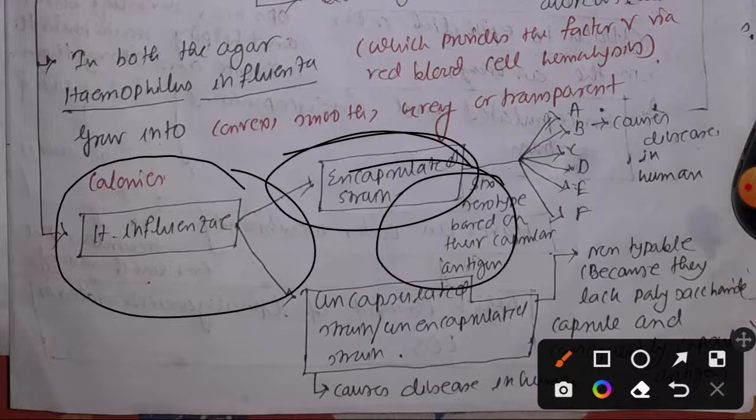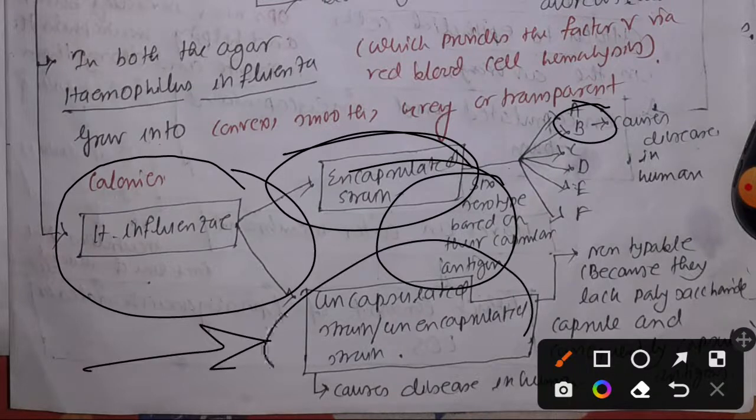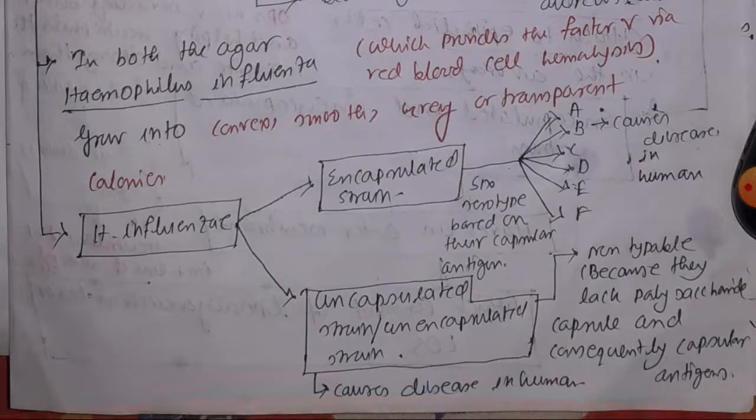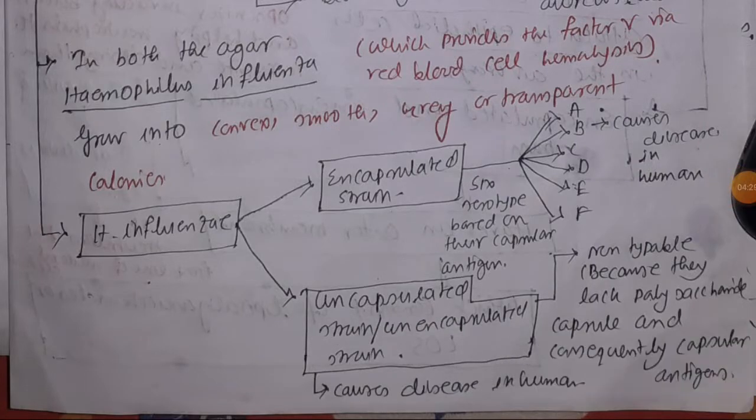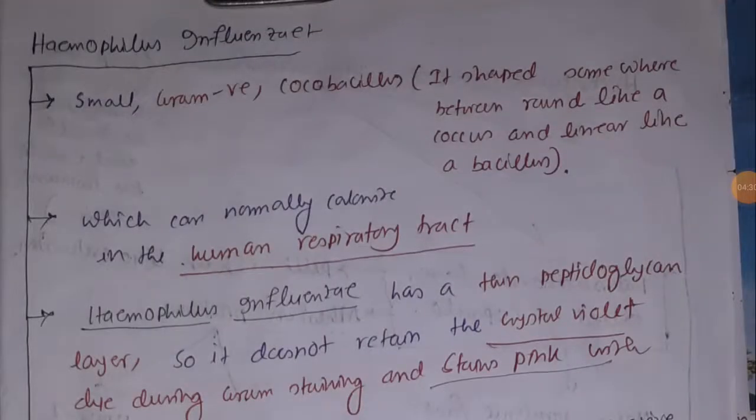Among them, the B strain is important because it causes infection in humans. The unencapsulated strain, which is devoid of polysaccharide capsules, is also important, because it also has the ability to cause disease. So that is all about the basic introduction of Haemophilus influenzae.